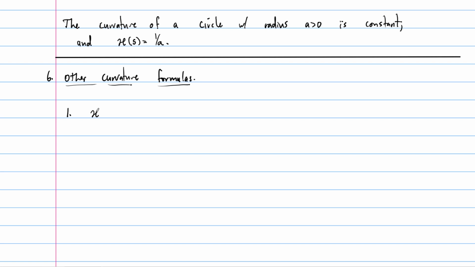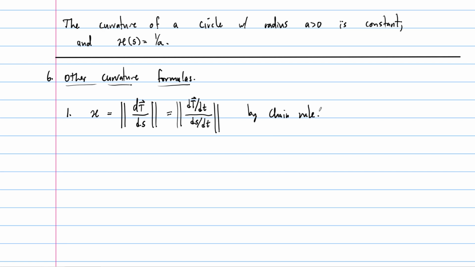But remember, I'm going to use the chain rule here. So kappa of s, on one hand, let's just write it as kappa. So kappa is equal to, by definition, this is the only definition, by the way, the magnitude of dT by ds, okay? But inside of these magnitude bars, we can apply the chain rule. And the chain rule says that we can write this as dT by dt, little t, divided by ds by dt. All right, so this is true by the chain rule.